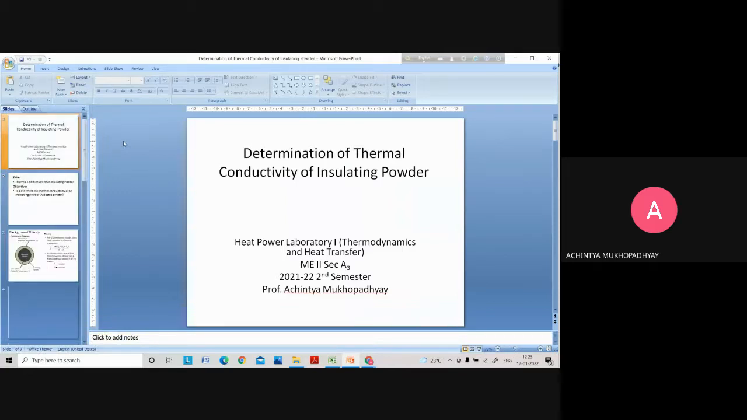First I will explain the setup, and then I will explain the... I mean, first I will explain the theory. Can you see my screen? Yes, sir, it's visible. Okay, fine.